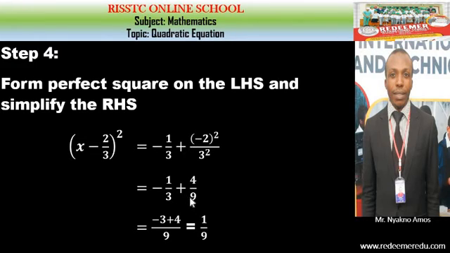For you to simplify the fraction, you divide through by the LCM of the denominator. Here we have 3 and 9 as the denominators. The LCM is 9 because 3 is a factor of 9.